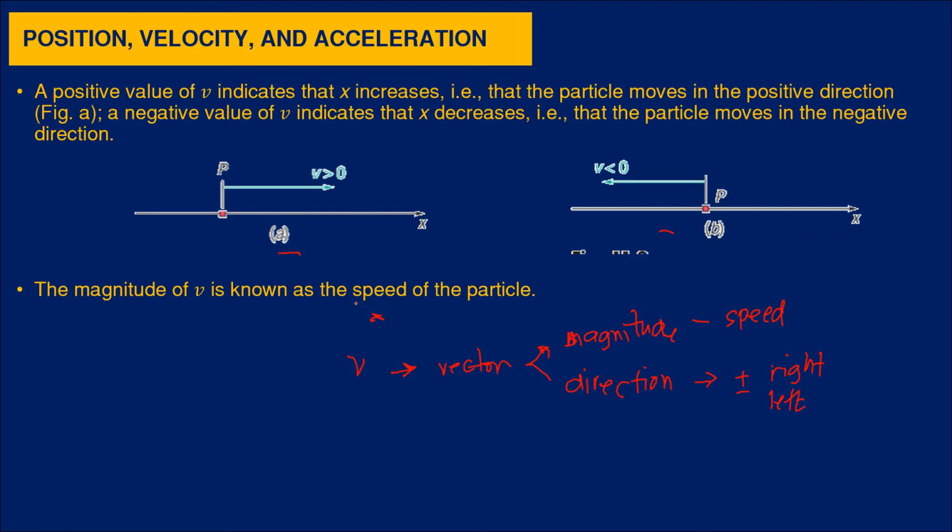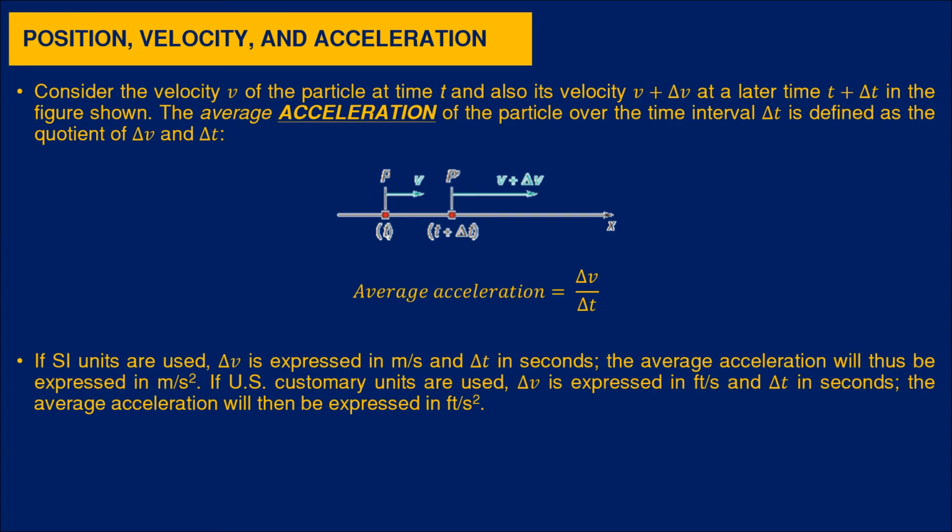Okay, so consider the velocity v again, now of the particle at time t and also its velocity v plus delta v at a later time t plus delta t in the figure shown. The average acceleration of the particle over the time interval delta t is defined as the quotient of delta v and delta t. The units are meter per second squared for SI units, and for U.S. customary units, feet per second squared.